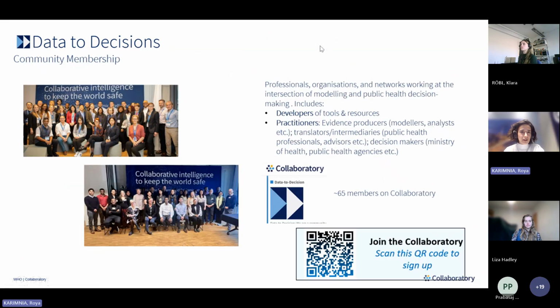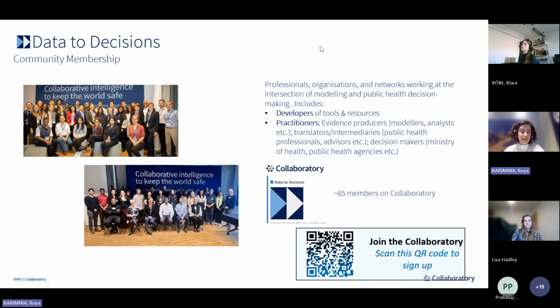In terms of the membership, within the community of practice, it's really a diverse mix of professionals, organizations, and networks working at the intersection of modeling and public health decision-making, and includes developers of the tools and resources, but also practitioners.